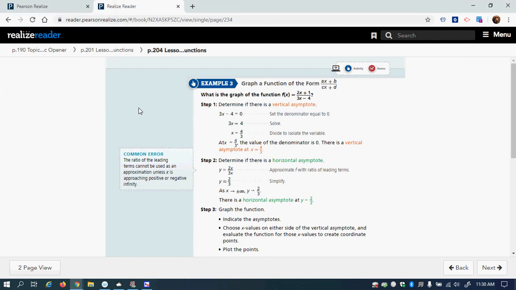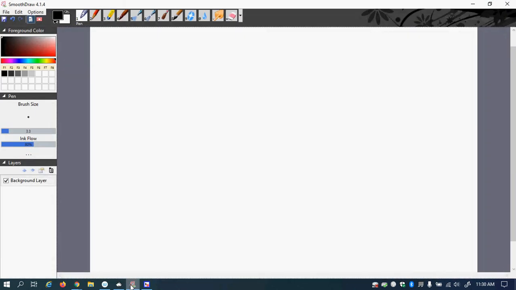Alright, so example 3 in the book goes through how to go about finding the horizontal and vertical asymptotes again, and then how you graph such a function. So this is example 3. So let's go and do that. So example 3, and if you have a book, it's on page 204.